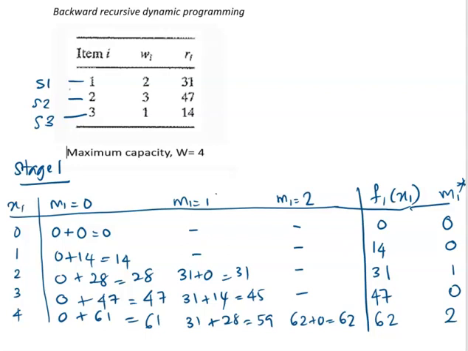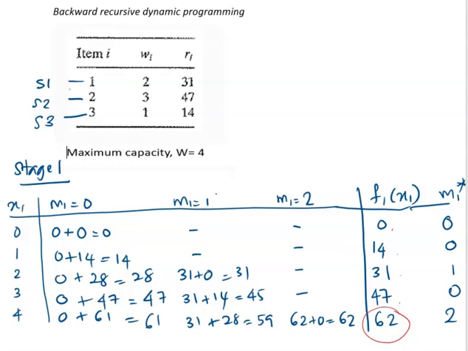So now we have finished doing all the iteration for all the stages. Basically we have 3 stages. We start from stage 3, go to stage 2, and finally stage 1, because we are doing the backward recursion. So what is the maximum value? In this case, remember, we want to find the maximum return. So you compare between 0, 40, 31, 47, and 62. Basically 62 is the maximum value.